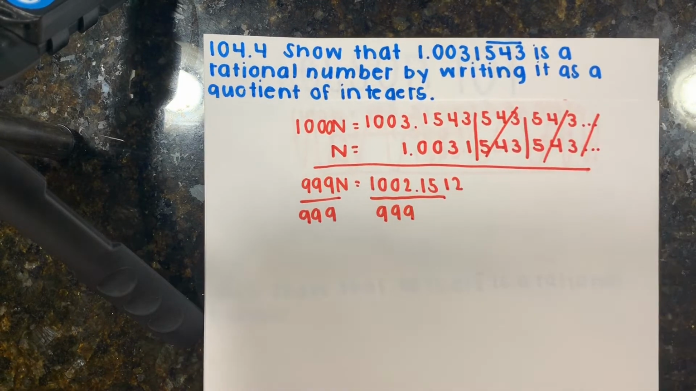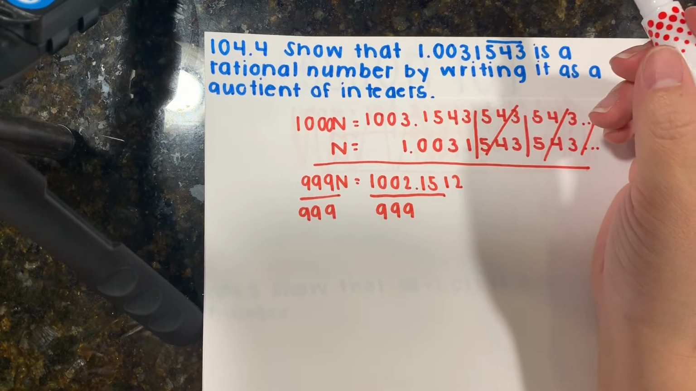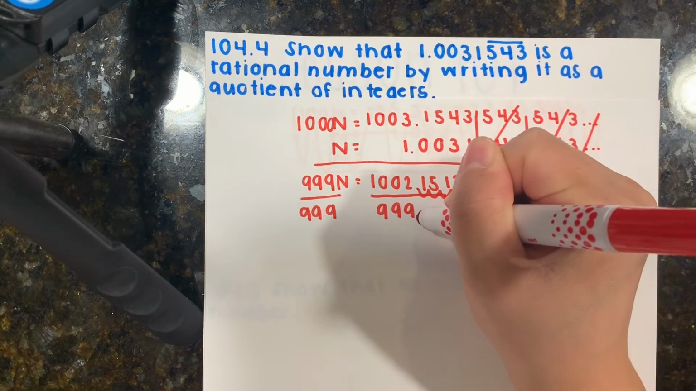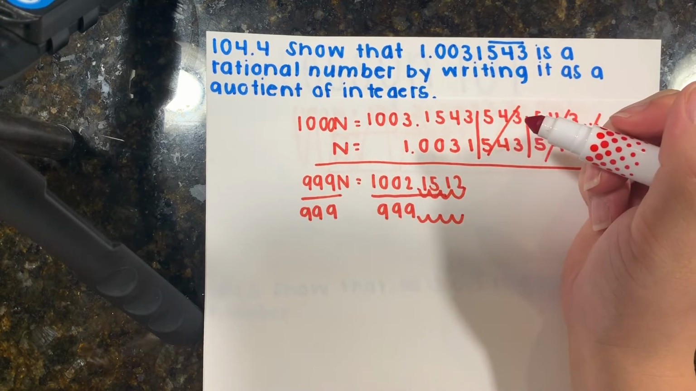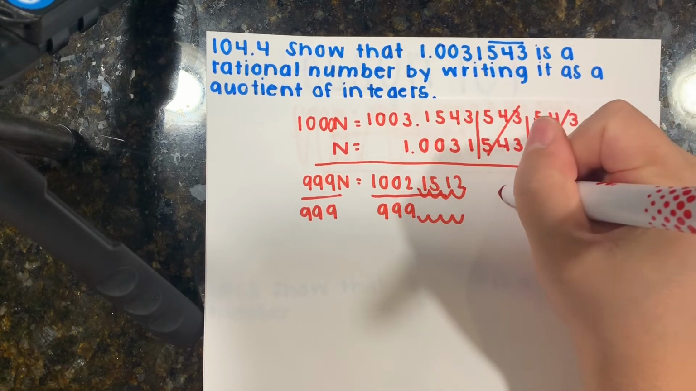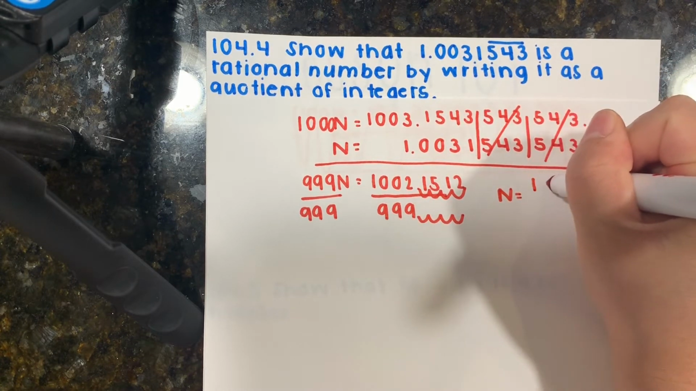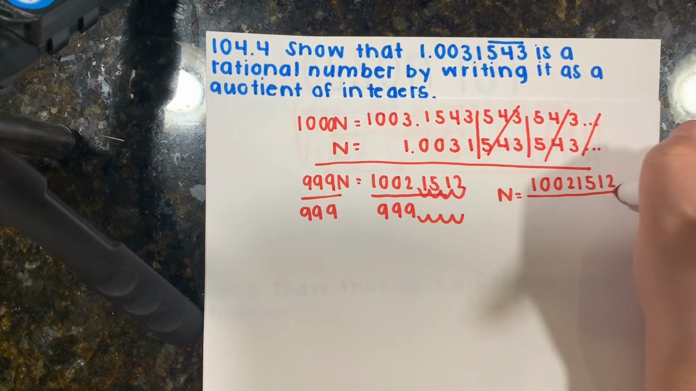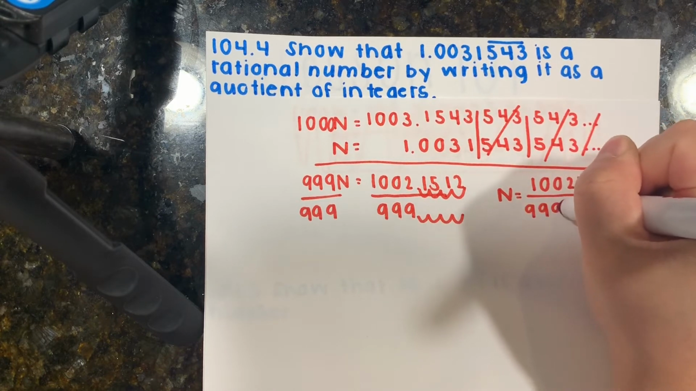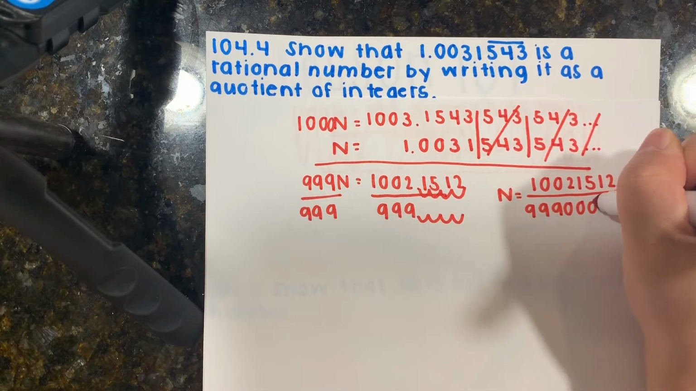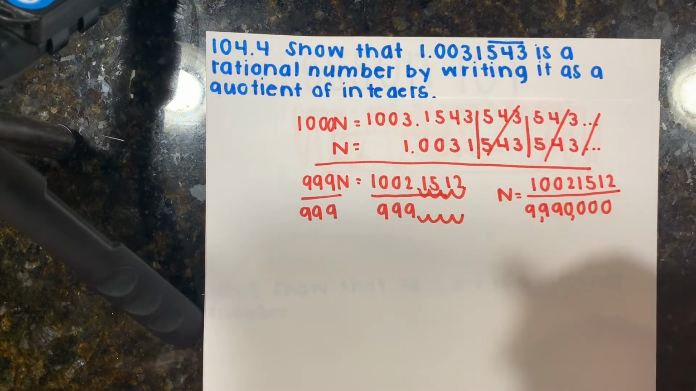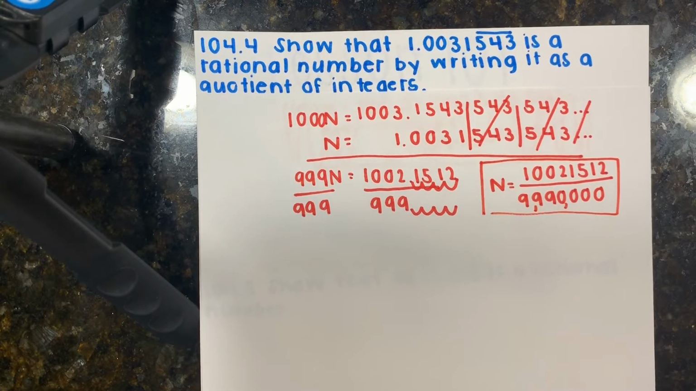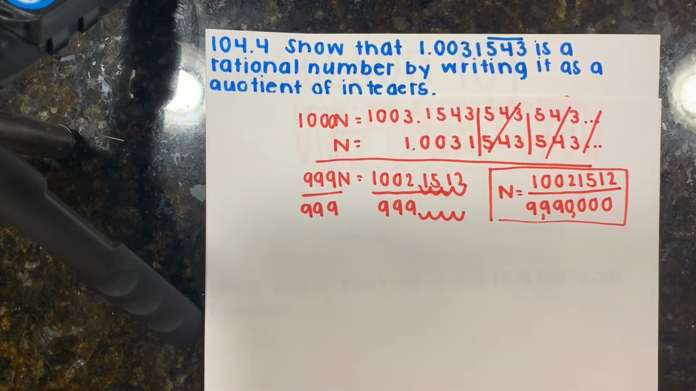but then I want this to be a whole number divided by a whole number. So I would need to move the decimal point over. So I would need to move it over 1, 2, 3, 4 spaces. So 1, 2, 3, 4 on top and bottom. And that would give me my n is going to be equal to 1,002.1512 divided by 999.123.4. And this would be your answer. So it all depends on kind of that repeating number on what you're going to multiply the number by.